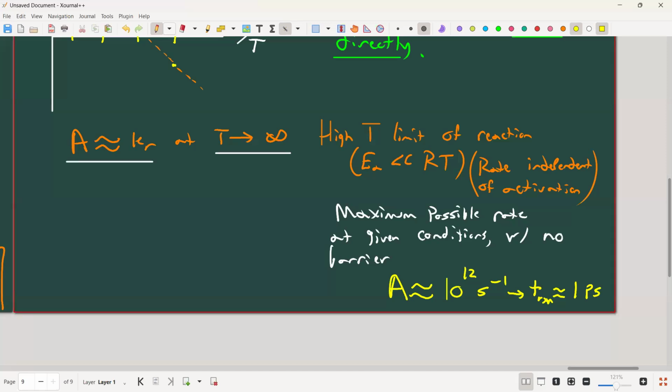Starting microscopic and working macroscopic is much harder to do than the other way around. Because macroscopically, we have all of these tools that give us all the values we need very, very easily. Right? This is the easiest experiment in the world. If you can measure how much product you're making per second, and you can change your temperature in your hot bath, you can calculate the activation. That easy.